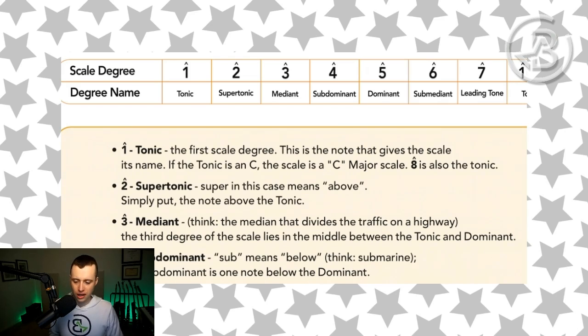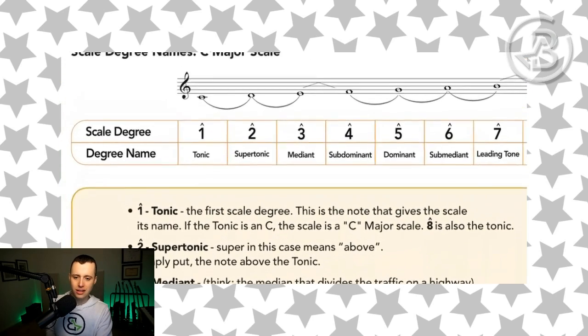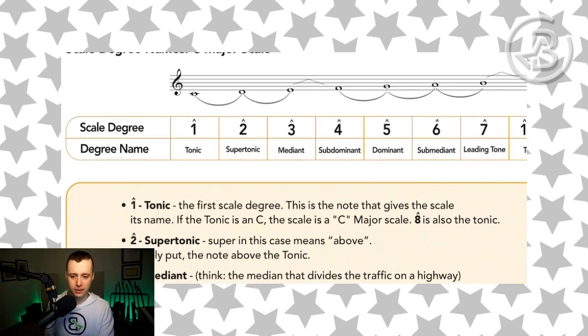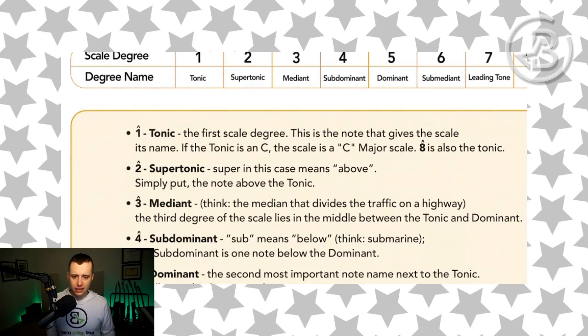The supertonic, that's scale degree 2. Super means above. Think like Superman. Superman flies above the clouds. So Superman, supertonic. So the supertonic is just the note that is, well, above the tonic. As we can see, we have the D, which is, sure enough, higher up, closer to the ceiling than the C. So the supertonic.